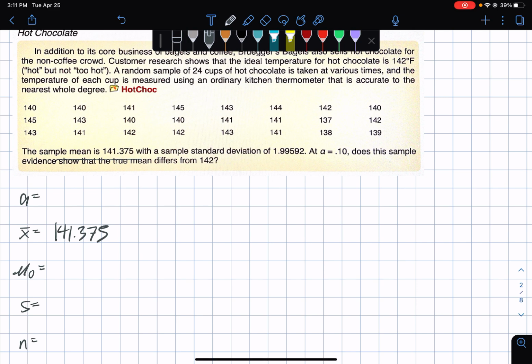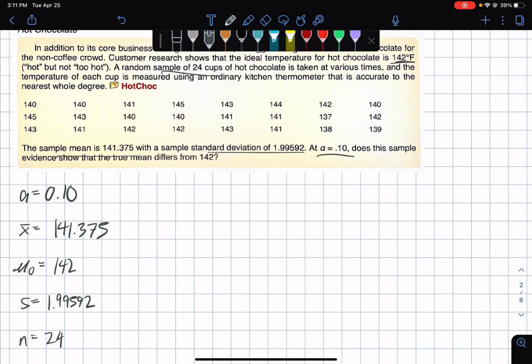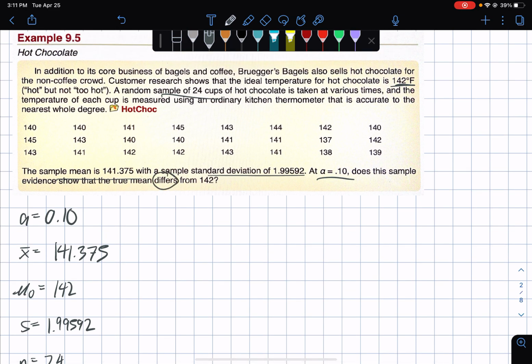So sample mean is 141.375. What is our level of significance? 0.10. What is our standard deviation? 1.99592. What is the sample mean? 24 cups. What is the average? Ito, 142. You don't have to write the unit anymore, the degrees Fahrenheit, no need. So how do you know what kind of tail test is this? True mean differs, diba? The keyword differ, that means this is two-tailed. Another way of saying it is that is there any significant difference? So yeah.